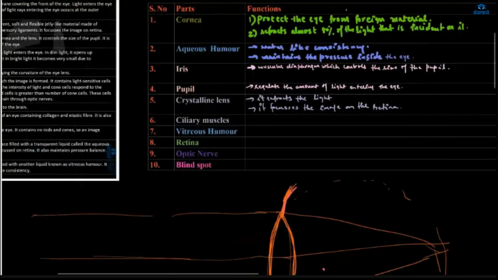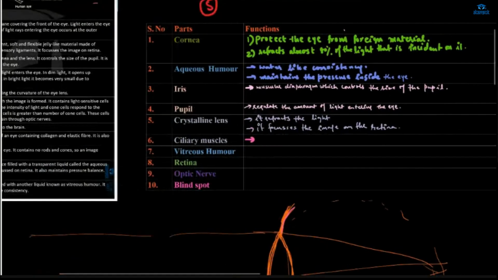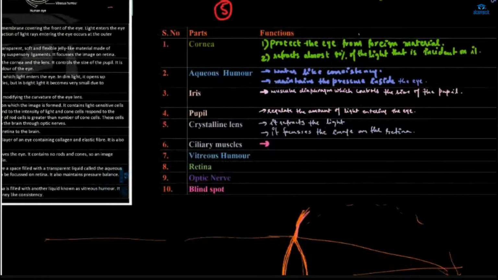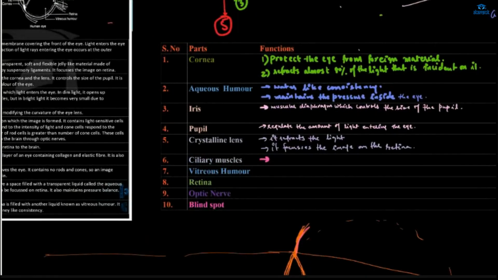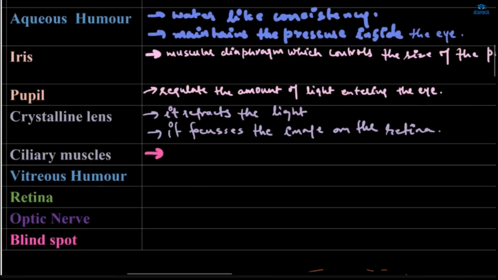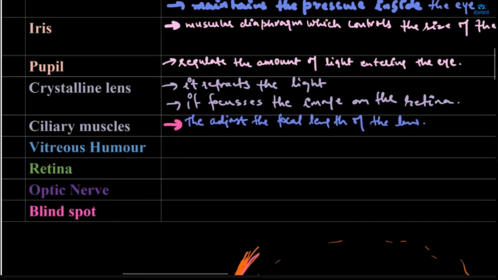The ciliary muscle, its function is to adjust the focal length of the lens. I just forgot to mention this earlier. Understood? These points we'll also discuss in the next class.